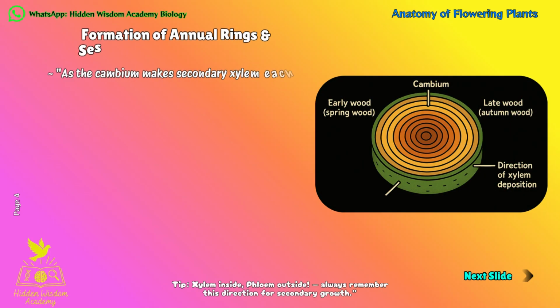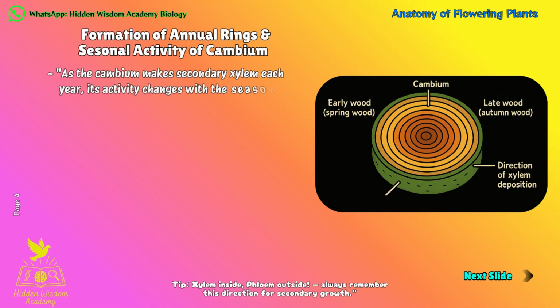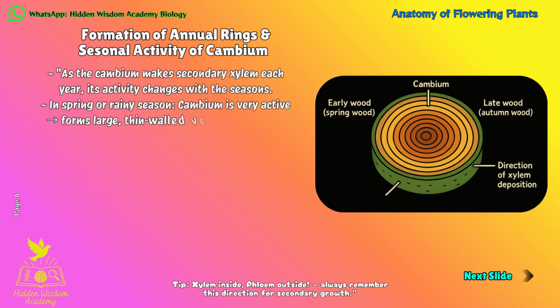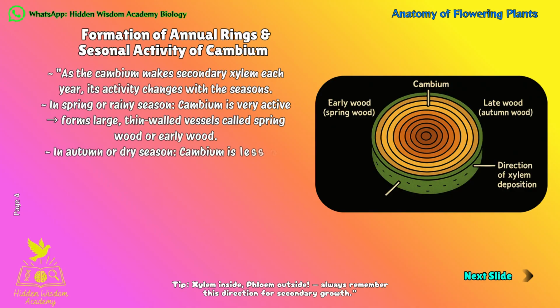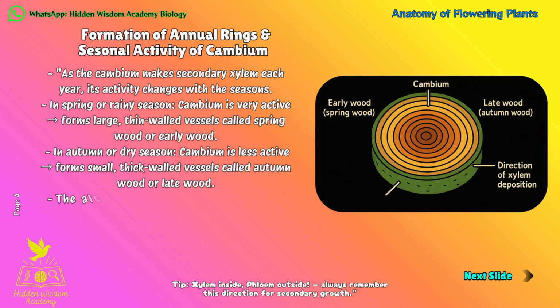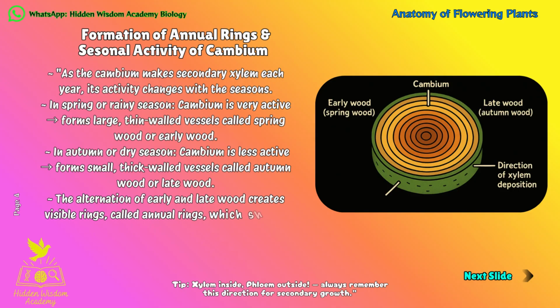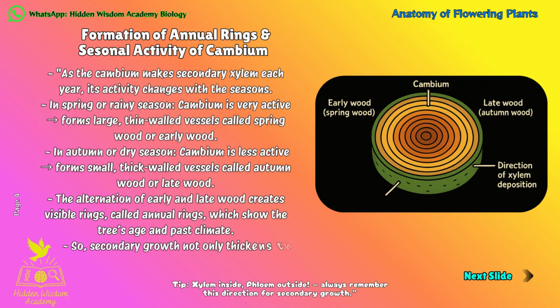As the cambium makes new xylem each year, its activity changes with the seasons. In spring or the rainy season, the cambium is very active and forms large, thin-walled vessels called spring wood or early wood. In autumn or the dry season, cambium activity slows down, producing small, thick-walled vessels called autumn wood or late wood. The pattern of early and late wood forms visible rings in the stem, called annual rings. These rings can show the tree's age and even past climate conditions. So, secondary growth not only makes the stem thicker but also records seasonal changes in woody plants.